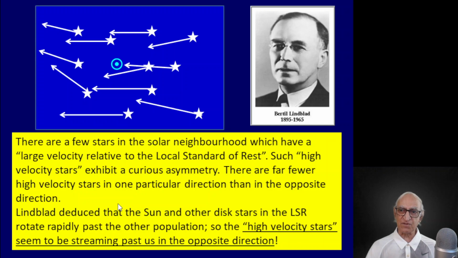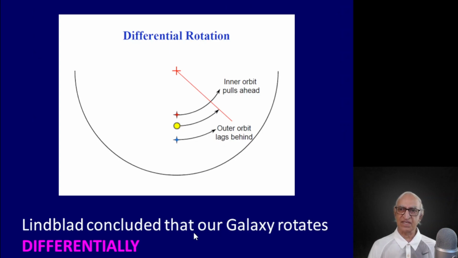Now from the fact that there is a curious asymmetry, namely if I look in the opposite direction, then I don't find this phenomenon, he made a very important discovery. Lindblad deduced that our galaxy is in fact rotating differentially, just like the planets in the solar system are rotating differentially. In other words, planets at different distances from the sun rotate with different angular velocities. And that's what is indicated in this picture there.